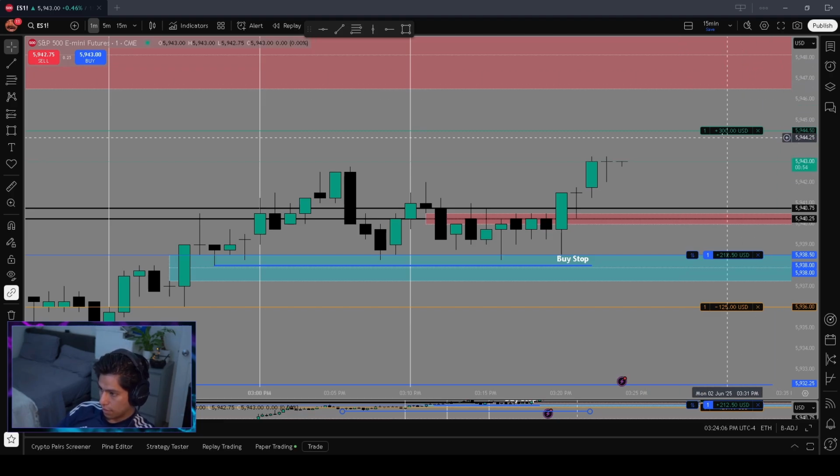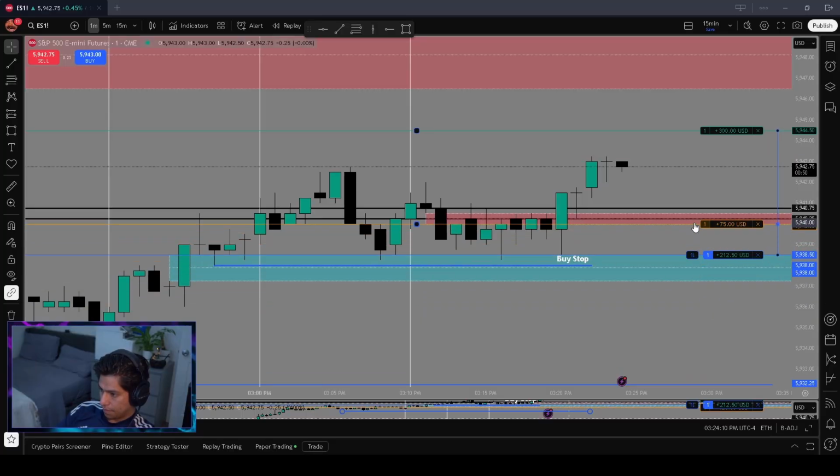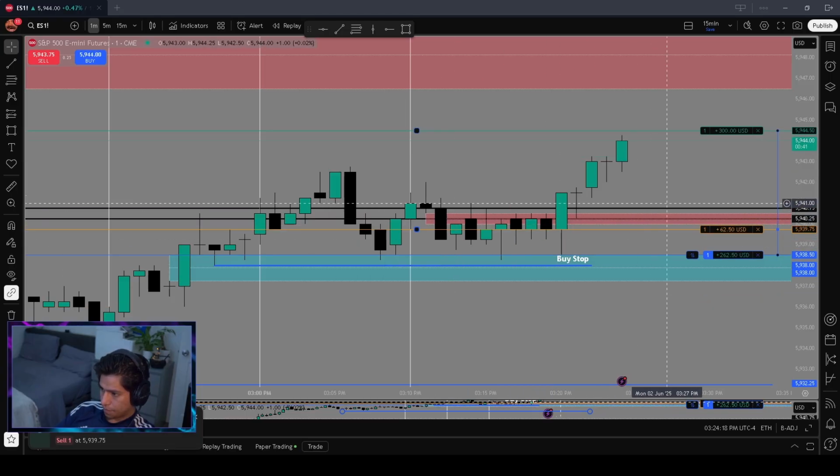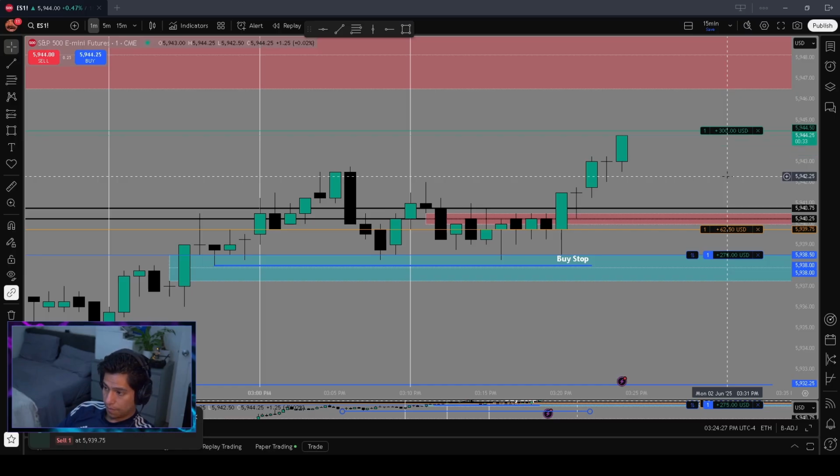So as we're heading towards more over here, we can move our stop loss. For me, I'd probably want to put it in the body right here, just so even if we get stopped out, we're already in profit. So either way, we're not losing money.